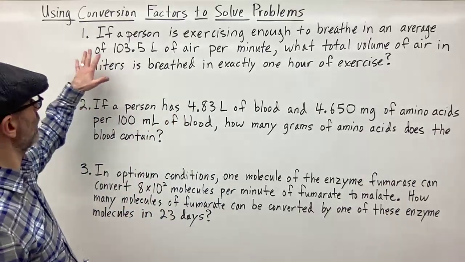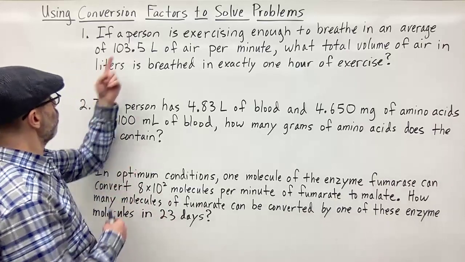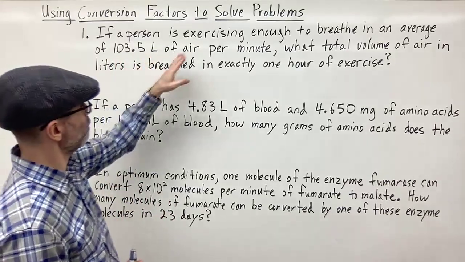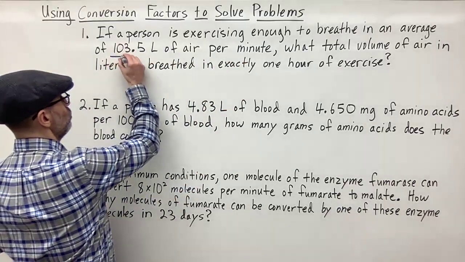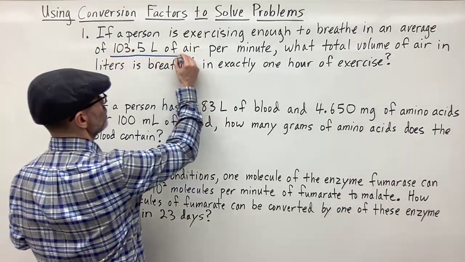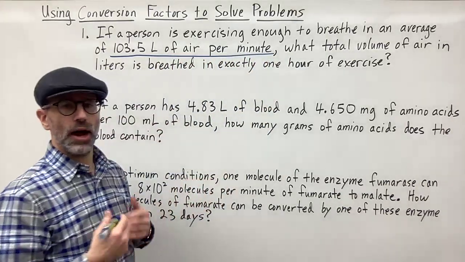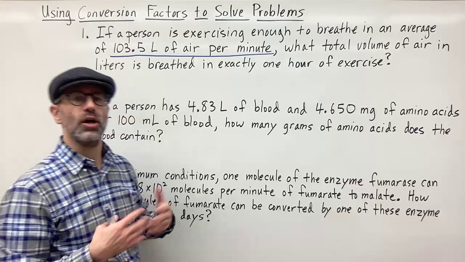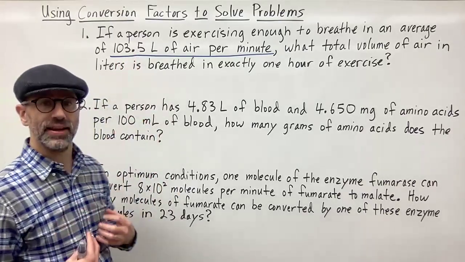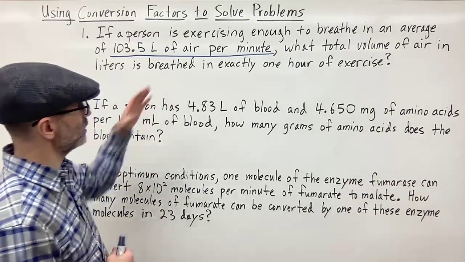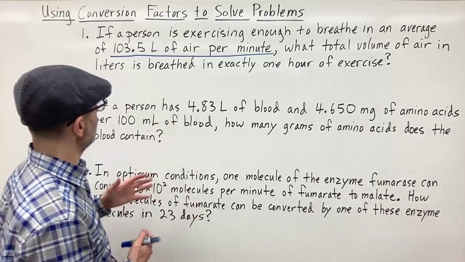We're told if a person is exercising enough to breathe in an average of 103.5 liters of air per minute, this is going to be a relationship. We've got 103.5 liters of air per minute. So every minute they're breathing in air. That amount, 103.5 liters of air, is breathed in per minute. So that's a conversion factor we could possibly use. That's the only one that I see.